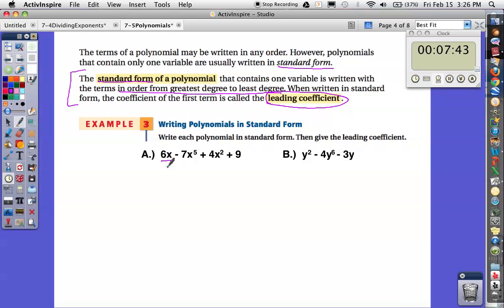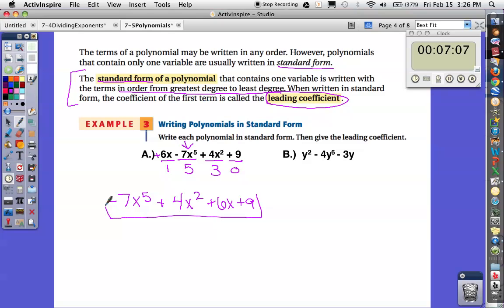This term would have a degree of 1. This term would have a degree of 5. Next term would be a degree of 3, and the last term would be a degree of 0. Now all you do is write them in order from greatest to least degrees. Guys, don't forget to keep the sign that's in front of the term with it. So my first term, the highest degree, is going to be this one right here, and that's a negative 7x to the 5th. My next one is going to be this one, which is plus 4x squared. 6x is really a positive over here, so it's plus 6x, and then it's plus 9.